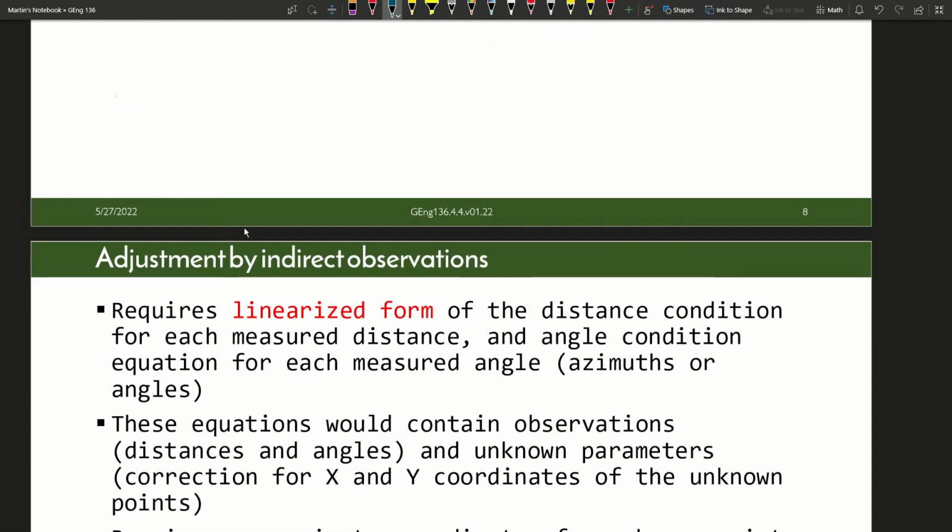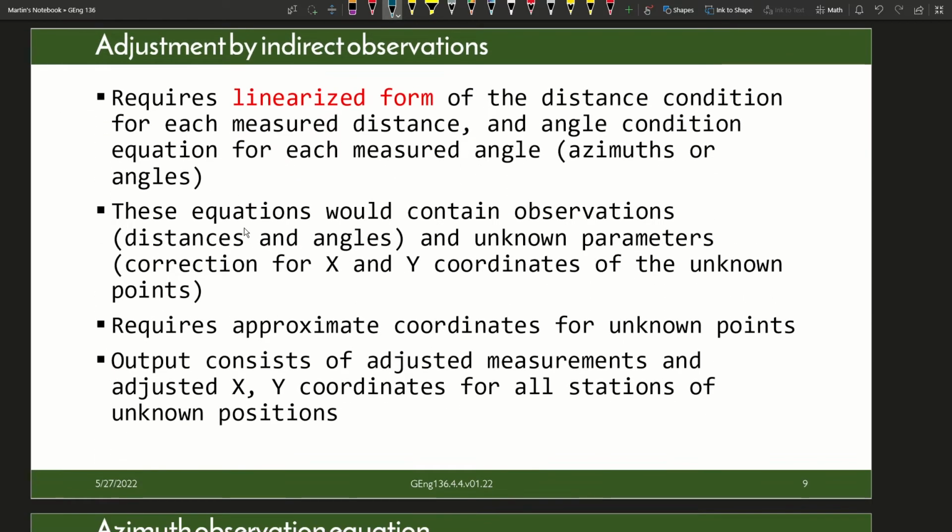So let's move on to the adjustment by indirect observations. Again, it requires linearized form. When I say linearized, we linearize the equation. It is understandable that most of the equations in surveying are in nonlinear form. Like the distance formula, it's nonlinear. We have this angular computation, it's nonlinear. So the distance condition for each measured distance and angle condition equation for each measured angle.